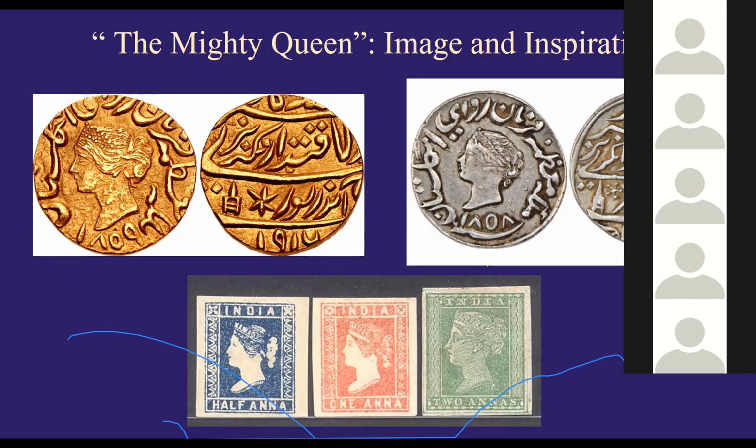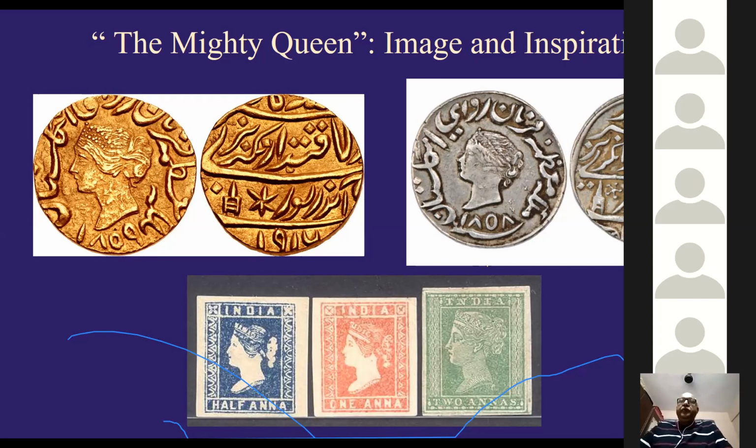Some of these coins were actually struck while the revolt was going on. 1858 and 1859 are the two dates on these coins, and the revolt was very much going on in 1858, but still there was a need for the Maharajas to show their subservience to the British, and they actually put the pictures of the ruling British monarch onto their coins.